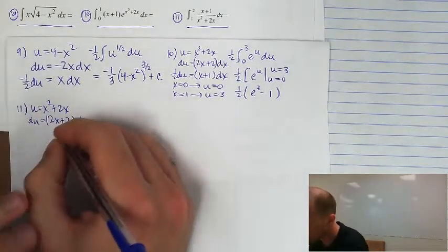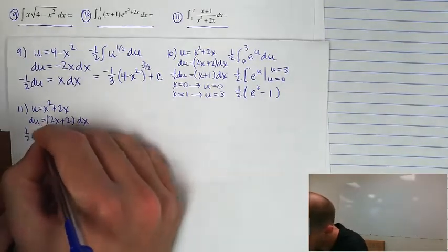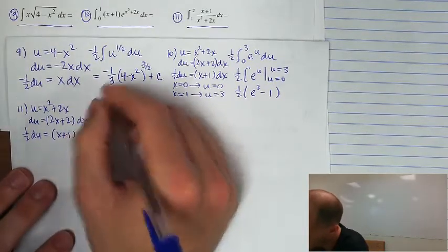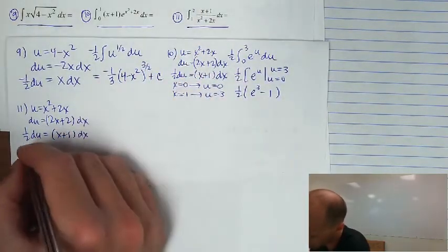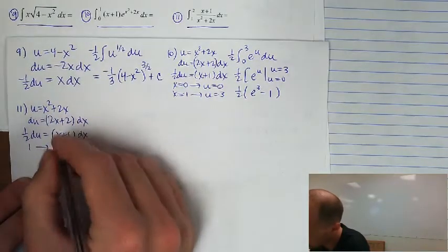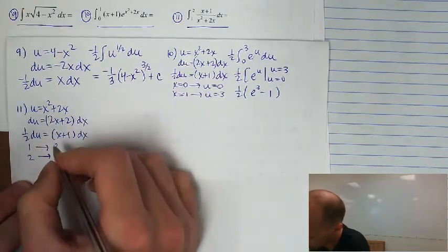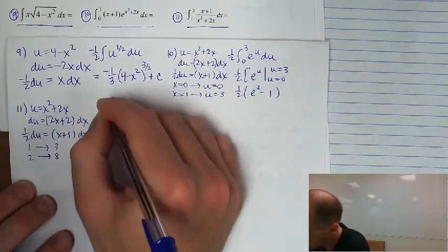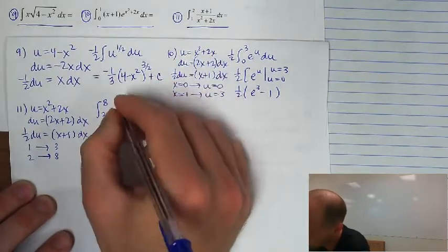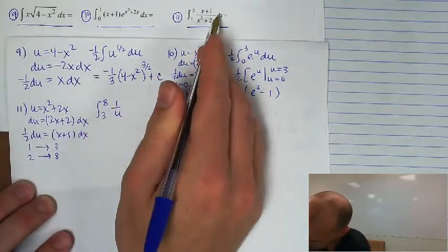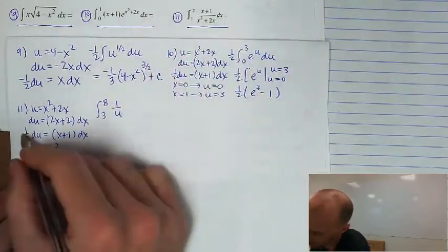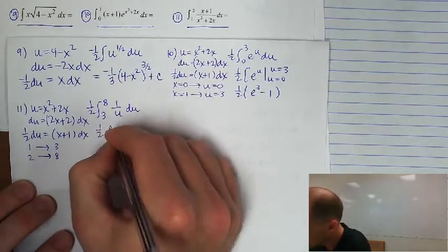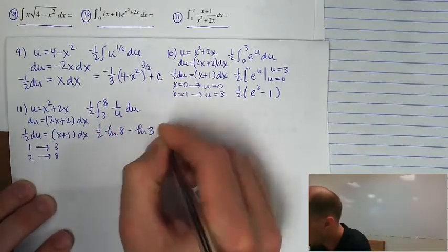And x plus 1 dx is half du. So when I change the limits from 1 to 2, 1 goes to 3, and 2 goes to 4 plus 4, which is 8. So I have the integral from 3 to 8 of 1 over u. x plus 1 dx is du divided by 2. So this is 1/2 of the log of 8 minus the log of 3.